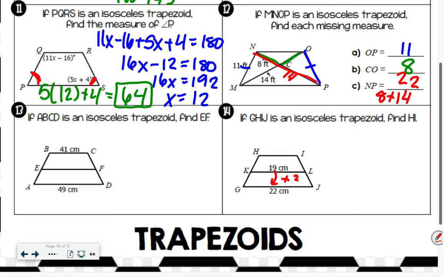Plus 3. So if 19 is halfway between 22 and something, to go back this way I need to subtract 3, and what do I get? 16. So HI, this length, is 16. Always check: is 19 in the middle of 16 and 22? Yes. Okay, so on 13, what's in between 41 and 49? 45. All you have to do is add, divide by 2.